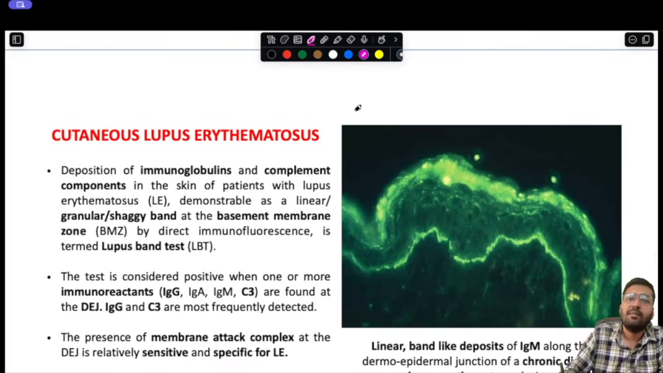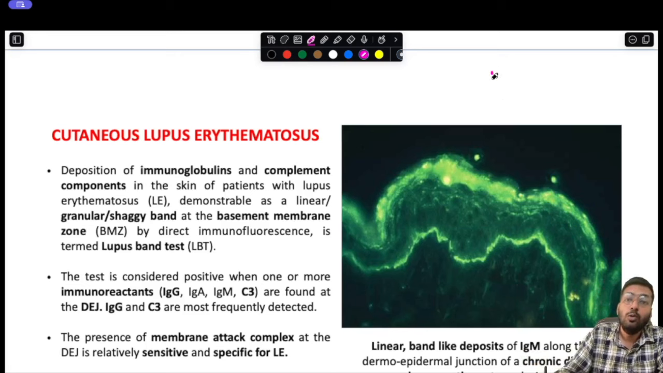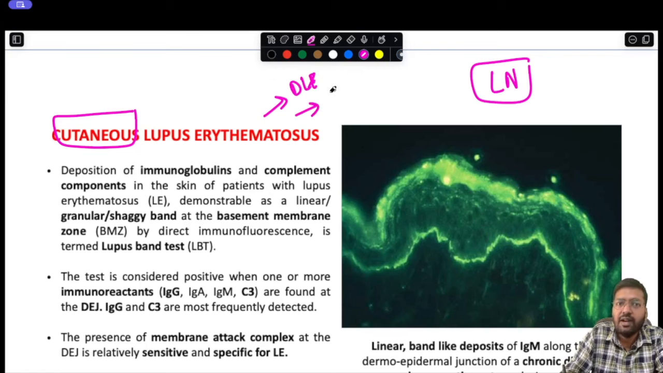Next, we are now going to discuss another important condition, that is cutaneous lupus erythematosus. In the previous lecture, we have already read in detail about the role of immunofluorescence in the kidney disorders, wherein we read about lupus nephritis. Now we are reading mainly about the involvement of the skin by SLE, that is cutaneous lupus erythematosus. Three conditions are there. One is your DLE, one is your SCLE, and one is your SLE, that is systemic involvement. DLE and subacute cutaneous lupus erythematosus are when there is predominantly skin involvement, and SLE is when there is systemic involvement as well.